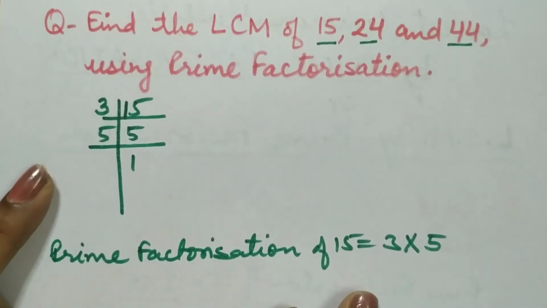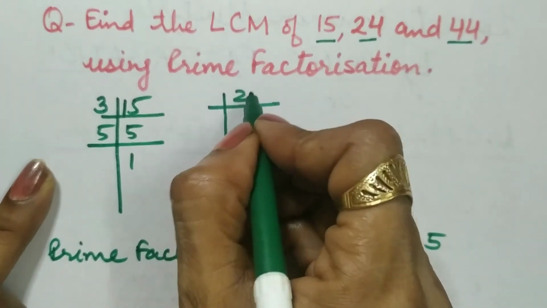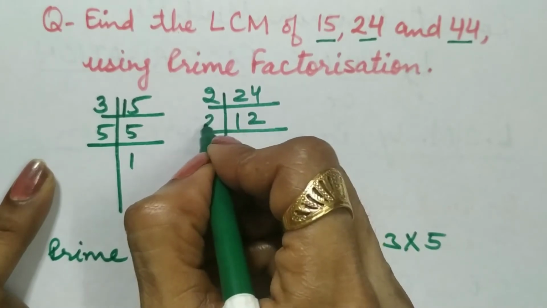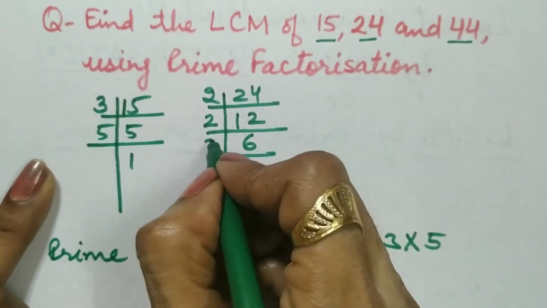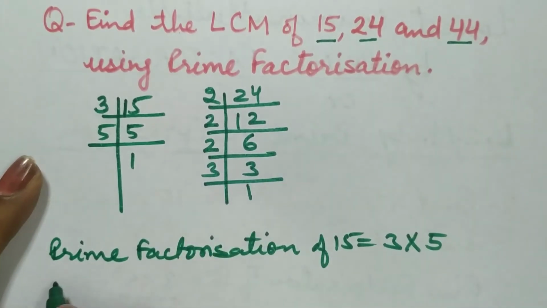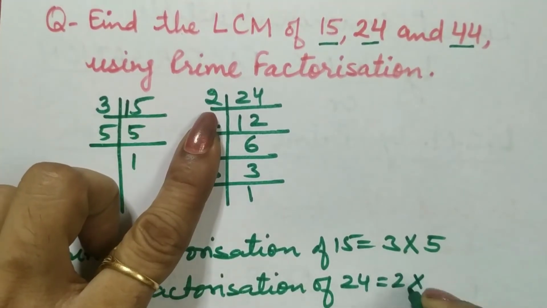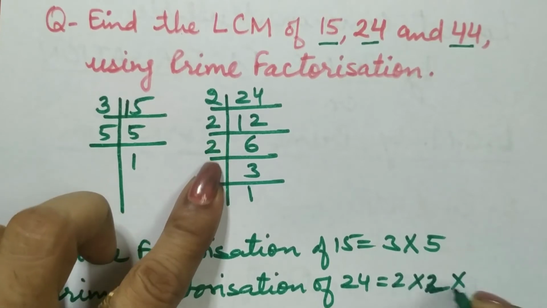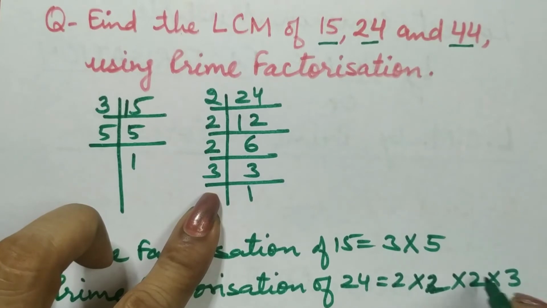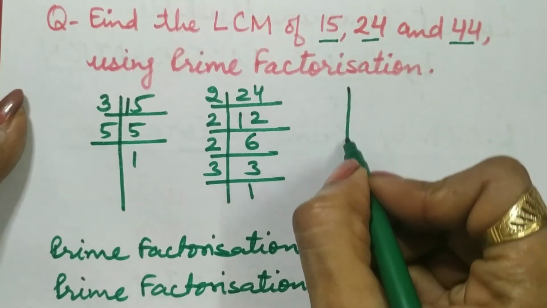Now we have to find the prime factorization of 24. Do the prime factorization of 24. 2 12s are 24, 12 is an even number, it is divisible by 2, 2 6s are 12, again it is divisible by 2, 2 3s are 6, 3 1s are 3. So the prime factorization of 24 is equal to 2 into 2 into 2 into 3. 2 2s are 4, 4 2s are 8, 8 3s are 24. Now we have to do the prime factorization of 44.